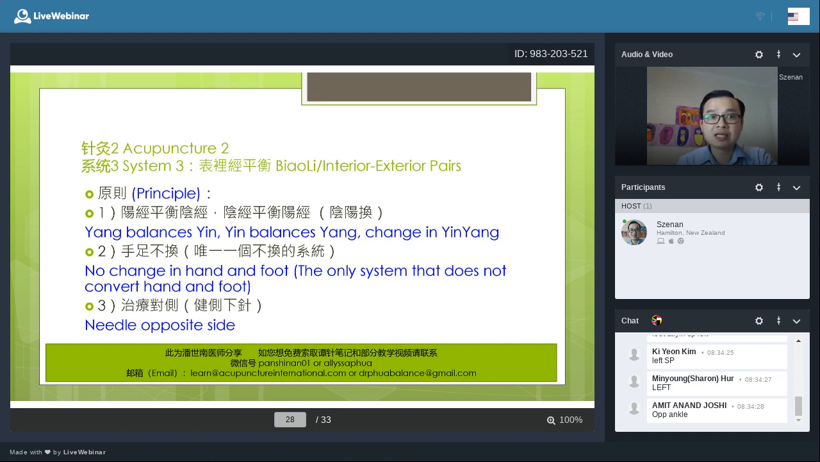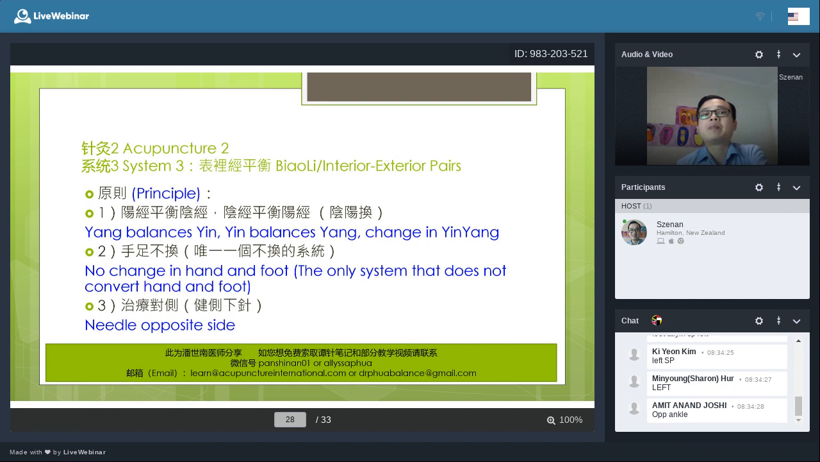Principle 1, yang balances yin, yin balances yang. We change yin yang. Number 2, we use hand to treat hand, foot to treat foot. We don't change foot and hand, okay? Number 3, yes, we treat the opposite. Use right to treat left, left to treat right. Okay. Now, yin to treat yang, yang to treat yin, that's still a principle of Neijing.